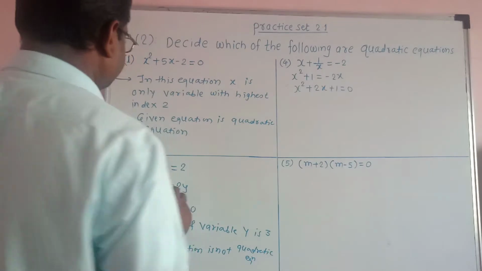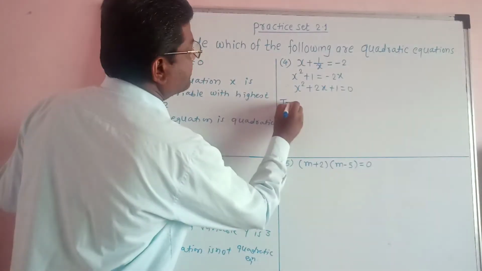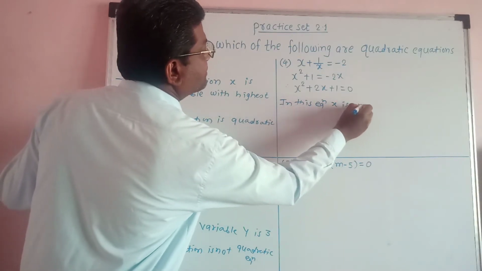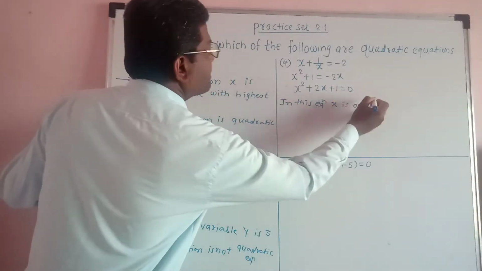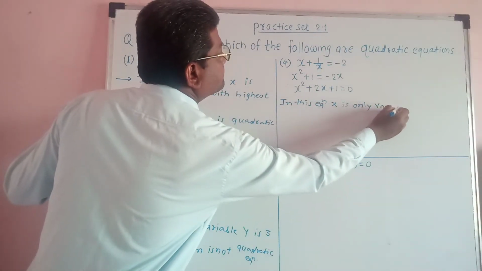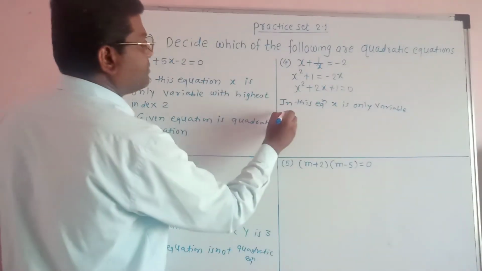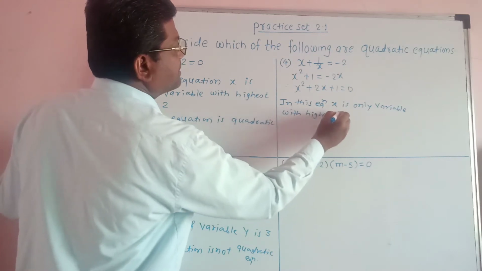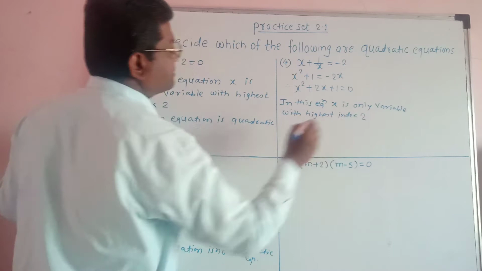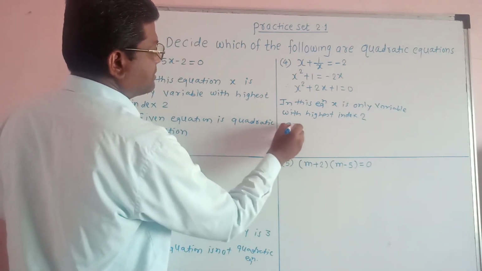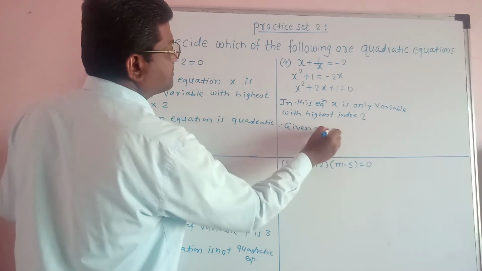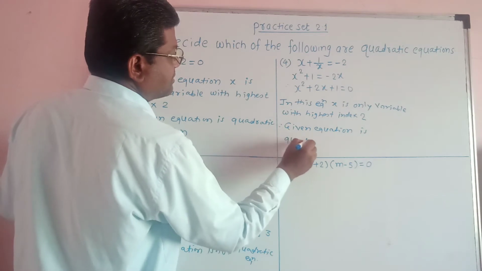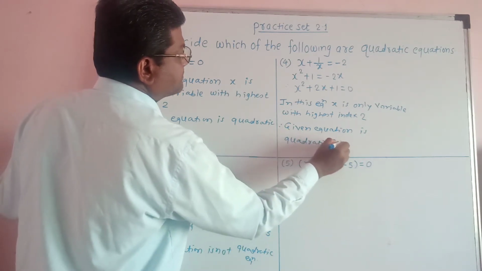So we write: in this equation, x is the only variable with highest index 2. Therefore, the given equation is a quadratic equation.